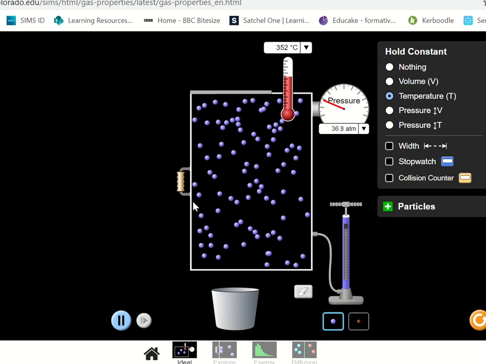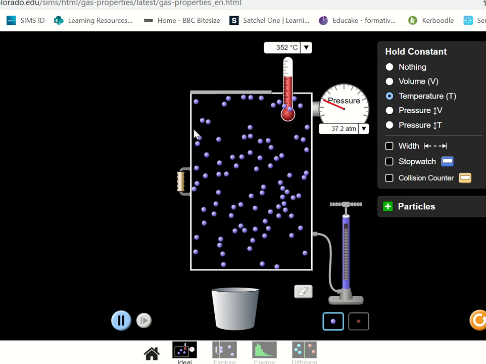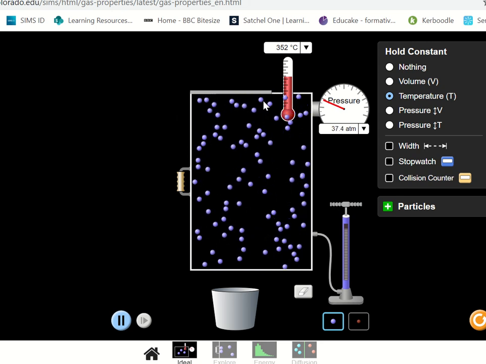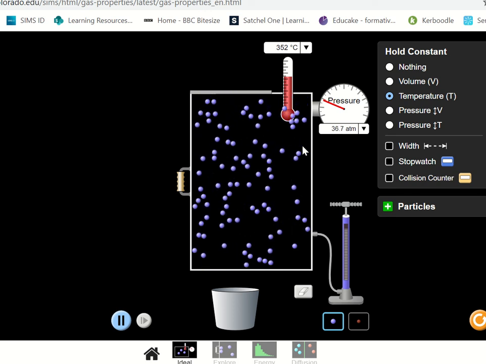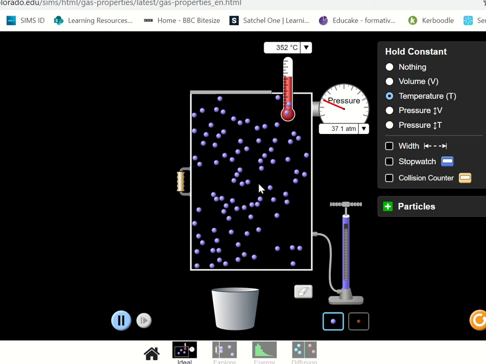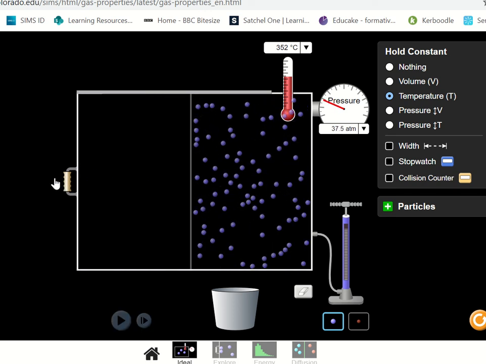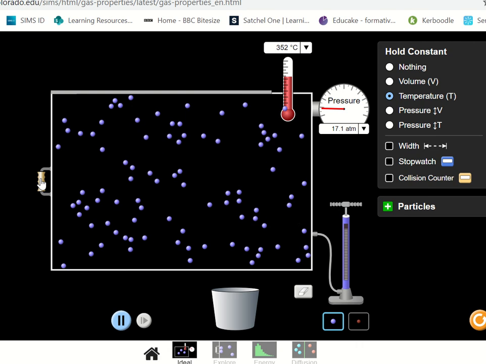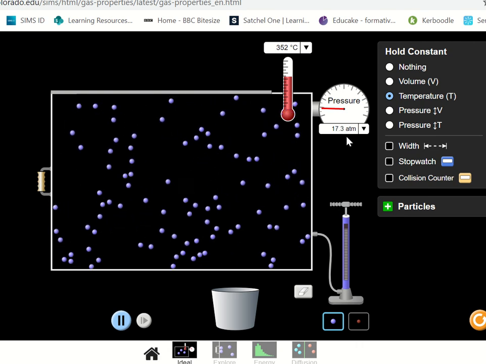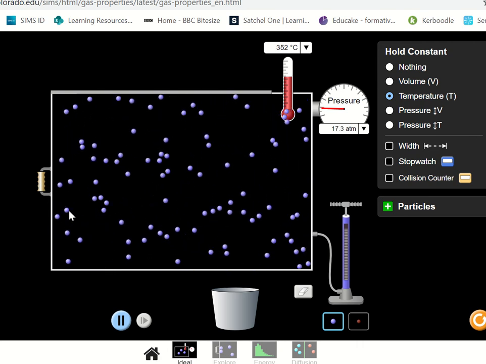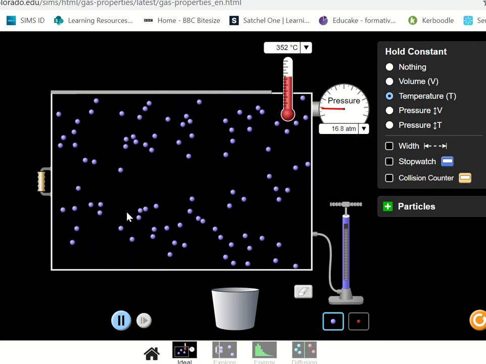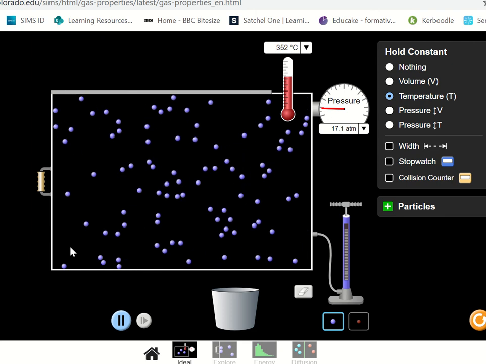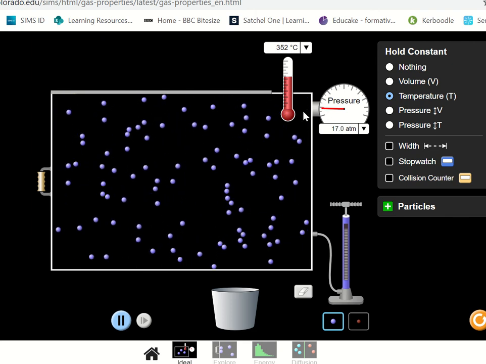Why? Well, there's less space. Simply put, there's less space now for the particles to move about, so they collide with the surfaces more often. So decreasing the volume increases the pressure. And obviously if I make this volume bigger, we can see that the pressure has dropped. Why? More space now, so the particles have more space to move, they collide with the surface less often, and therefore you have a lower pressure.